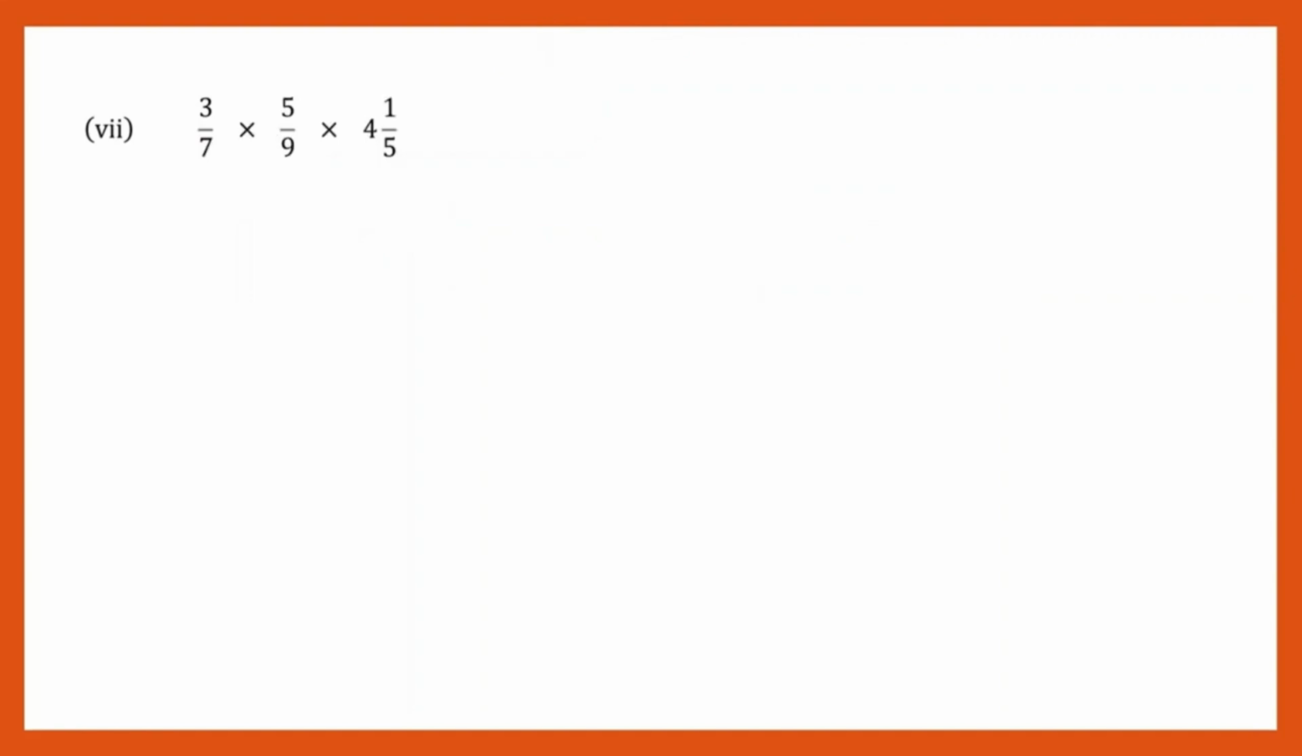Question 7. 3 by 7 into 5 by 9 into, let's convert this mixed fraction. 4 5's are 20 plus 1, 21 by 5. So we have a question there. Look at the numerators and the denominators and see if you can cancel something. We can cancel 5 and 5, both on the tables of 5. So 5 ones are 5, 5 ones are 5.